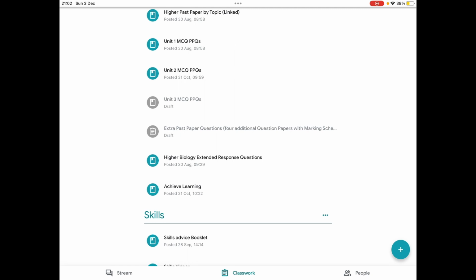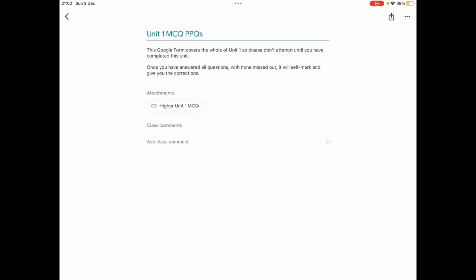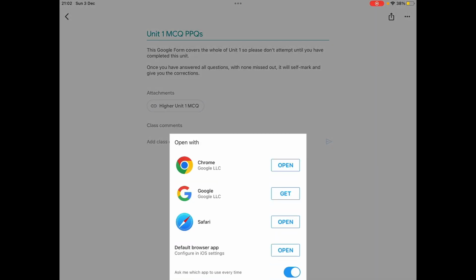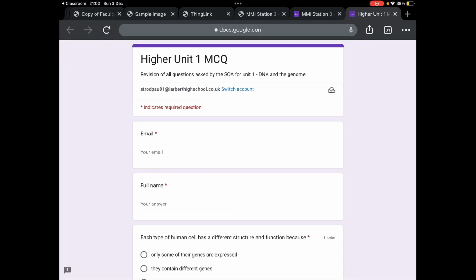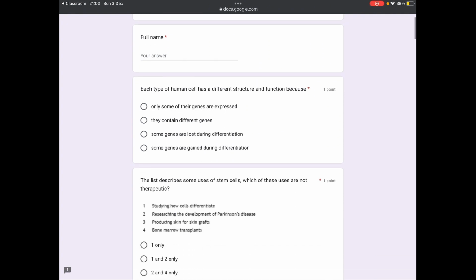And also, like with National 5, we've got the Unit 1 and Unit 2, because of course we've not done Unit 3 yet. Unit 1 and Unit 2 past paper questions, in multiple choice form. So again, you just open that up, put your email in, put your name in, and then you get to try the questions.